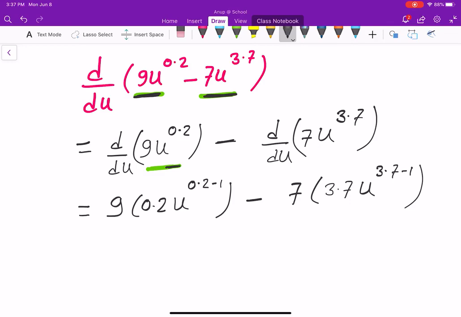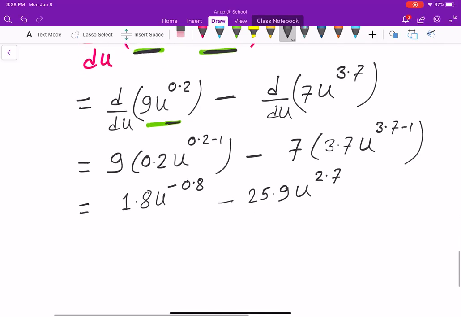Now, this is the derivative of the given function, but if we want to simplify this further, then the derivative will be 9 times 0.2, which is 1.8, times u to the power 0.2 minus 1, which is negative 0.8, and then minus 7 times 3.7, which is 25.9, and u to the power 3.7 minus 1, which is 2.7. So this is the derivative of the given function.